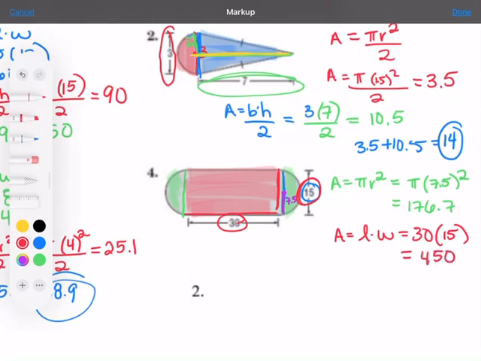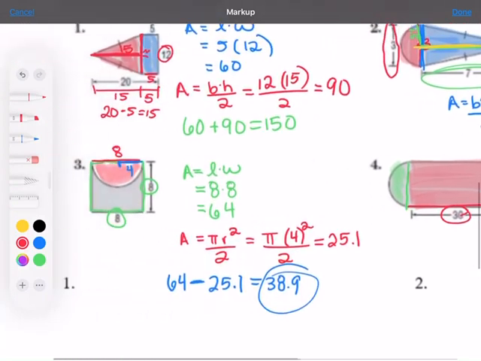Finally, we add the two shapes together. So we get area is equal to 176.7 plus 450. We get a total area of 626.7. That's it. I know these look complicated, but honestly, you know how to find the area of all these shapes individually. So you just have to be able to look at the shape, draw right on the shape, break it up into two shapes, label it, find the different areas, and then put them together. Or take them apart if it's a subtracting one like number 3 is here.